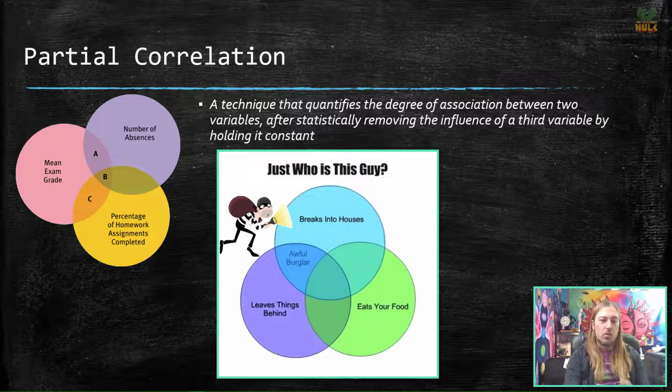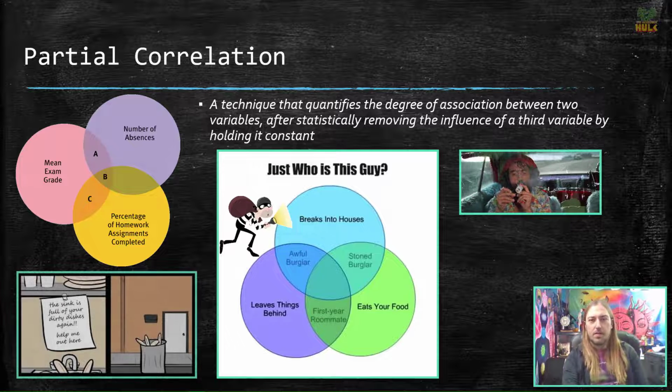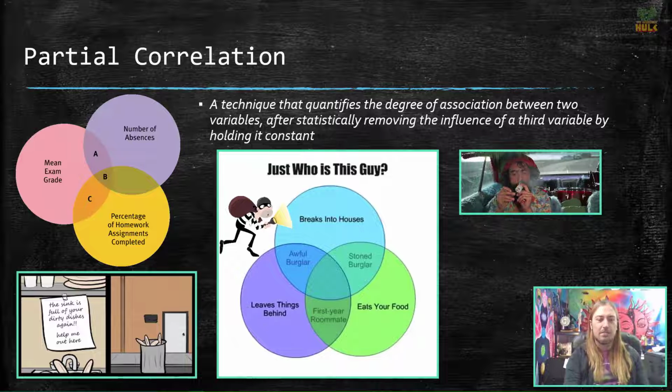How about who breaks into houses and eats your food? A stoned burglar, right? Broke in, meant to steal your jewelry, found your nachos, ended up eating those instead. How about who eats your food and leaves things behind? Roommates. Absolutely, roommates. Sometimes those roommates are family, sometimes friends, sometimes they're in a third category altogether, but all of them eat your food and tend to leave things behind.